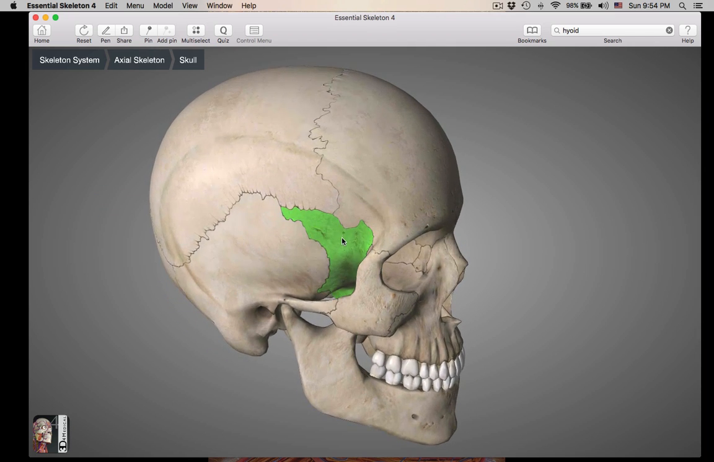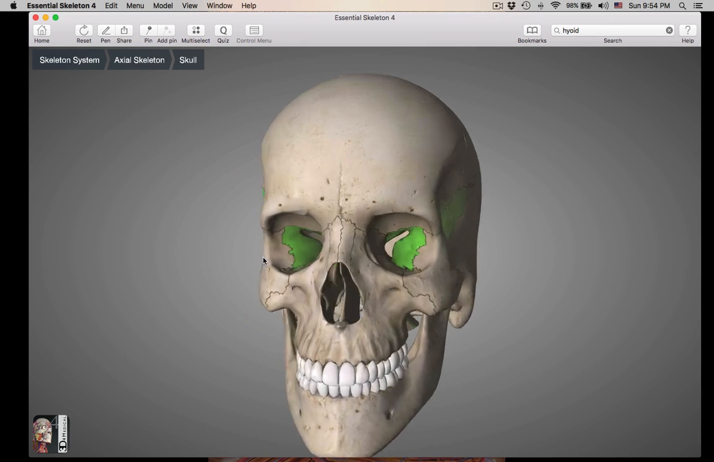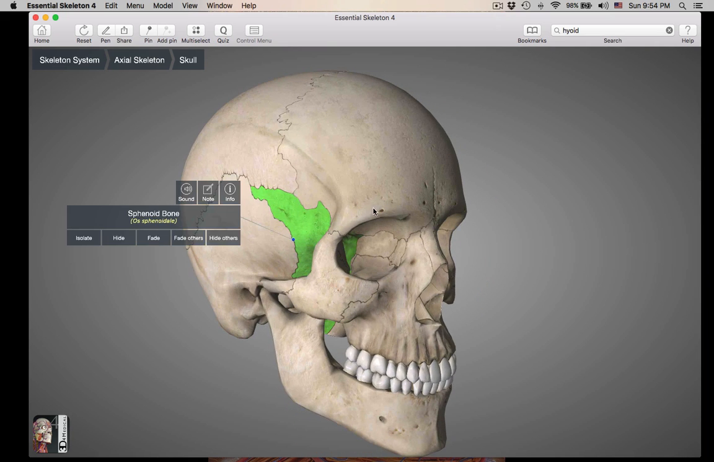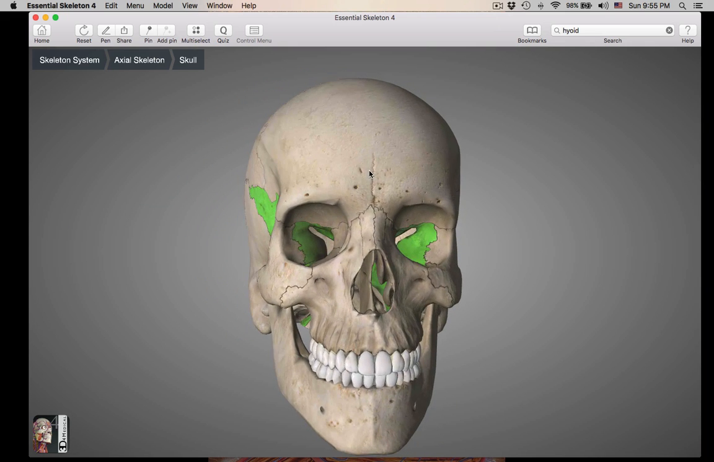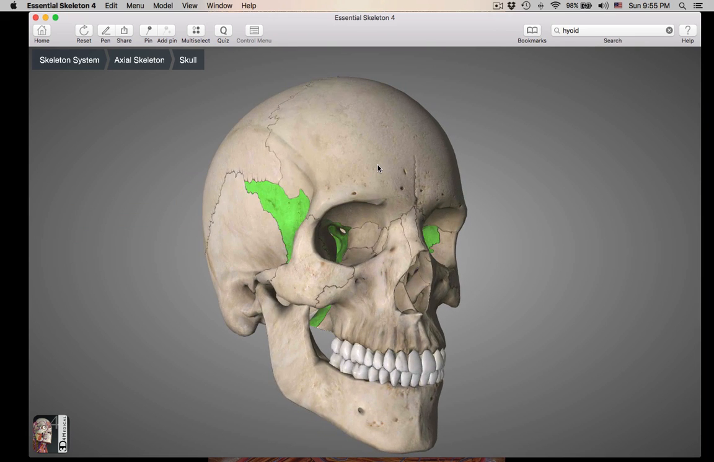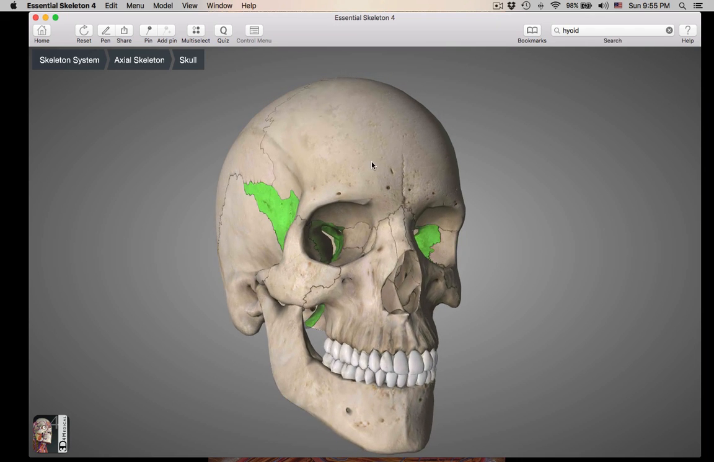Now this is the greater wing of the sphenoid bone. So they come up on both sides, the greater wings of the sphenoid bone. See them here, the greater wings of the sphenoid bone. And then if you look in the orbit, you're going to see the sphenoid bone makes up quite a bit of the orbit.